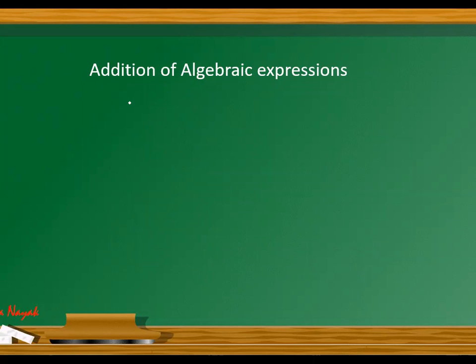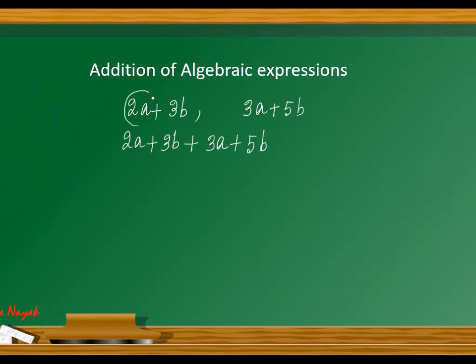There are two expressions here. One algebraic expression says 2a plus 3b. Another is 3 times of a plus 5 times of b. I'll add them. So how to add? I'll write 2a plus 3b, and for addition, I have to put a positive sign, 3a plus 5b.